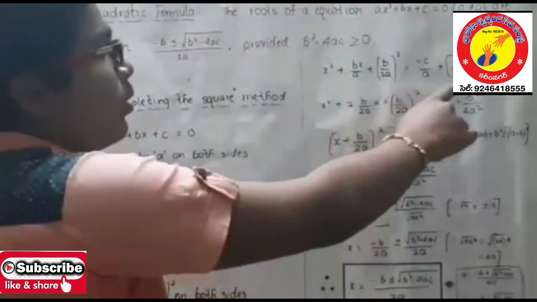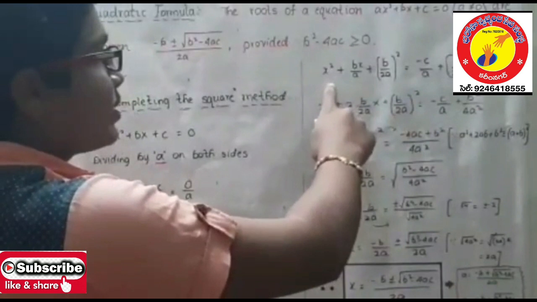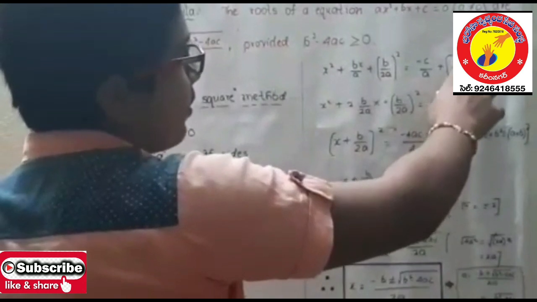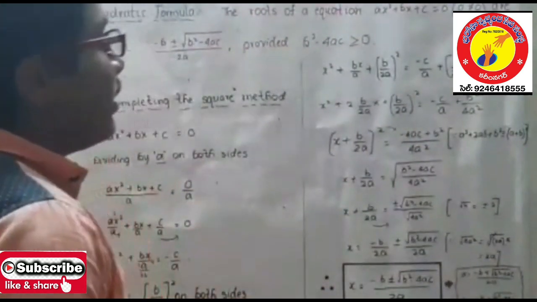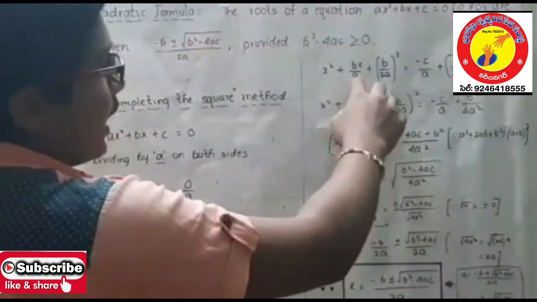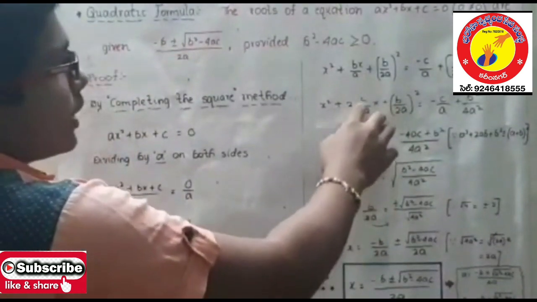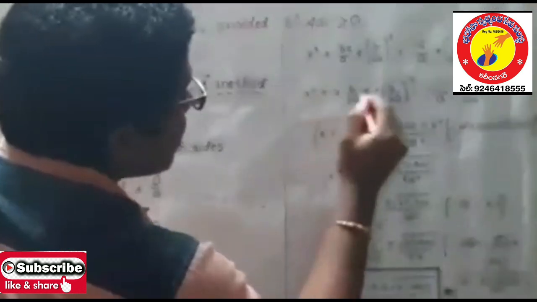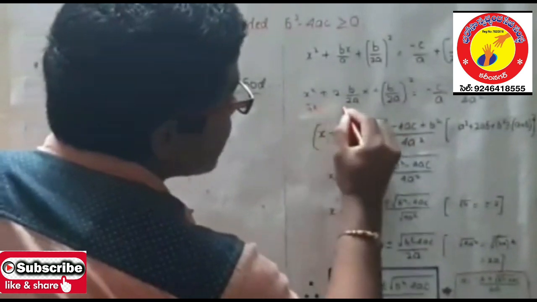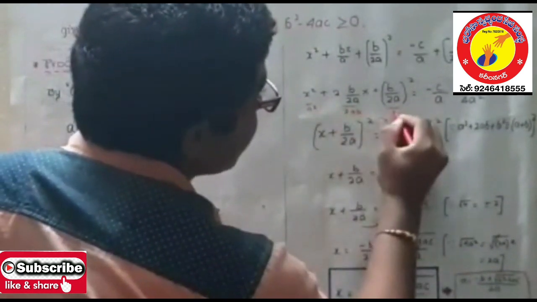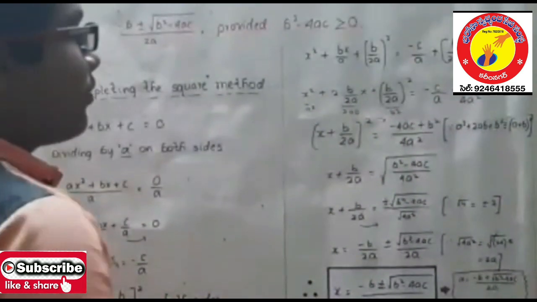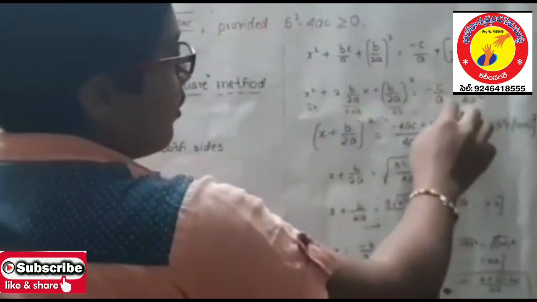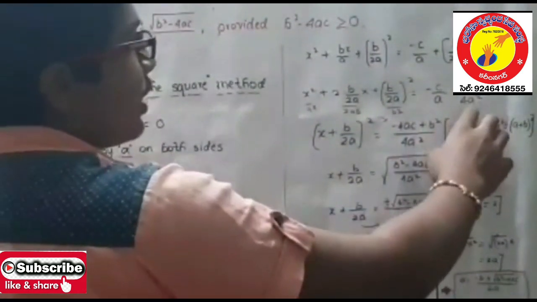When we add b by 2a whole square on both sides, we get x square plus bx by a plus b by 2a whole square, and on this side also we add b by 2a whole square. Now we can write this bx by a as 2 into b by 2a. Here 2 will get cancelled and we will get the exact term. We are writing this because we are framing the equation like a square plus 2ab plus b square. Then we can simplify this very easily. Now I am squaring b by 2a whole square, and we get b square by 4a square.